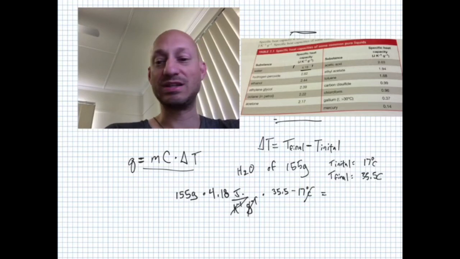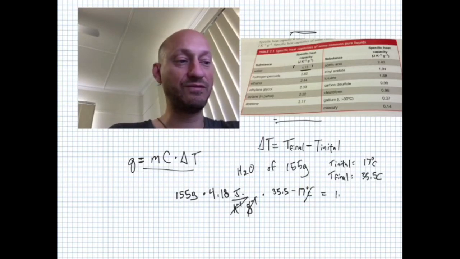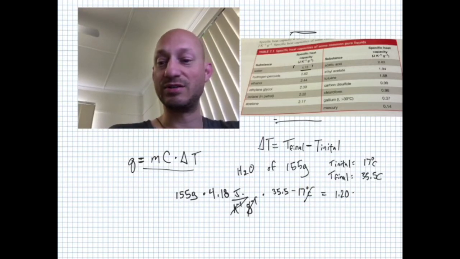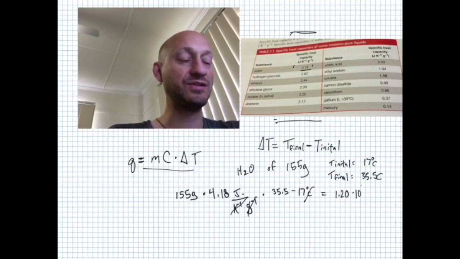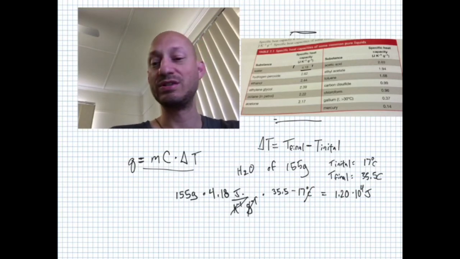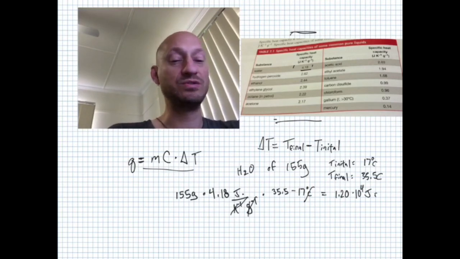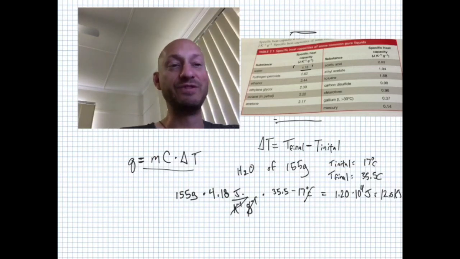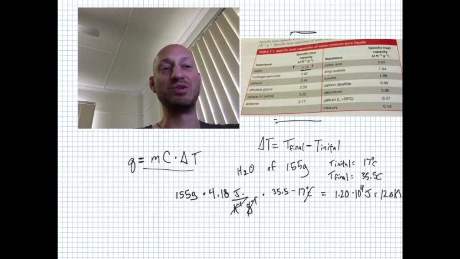And when we calculate it out, we will have 1.20 times 10 to the 4 joules, which is equal to 12 kilojoules of energy. You must put 12 kilojoules of energy into 155 grams of water to make the temperature raise from 17 degrees Celsius to 35.5 degrees Celsius.